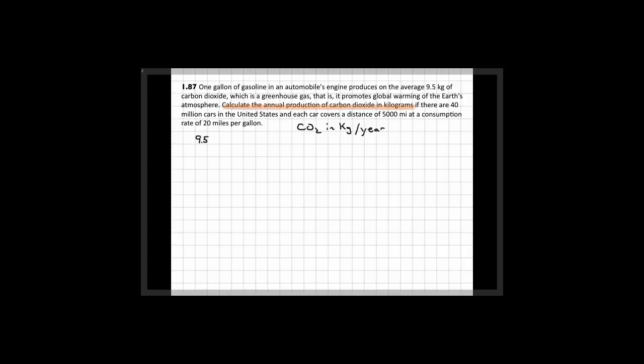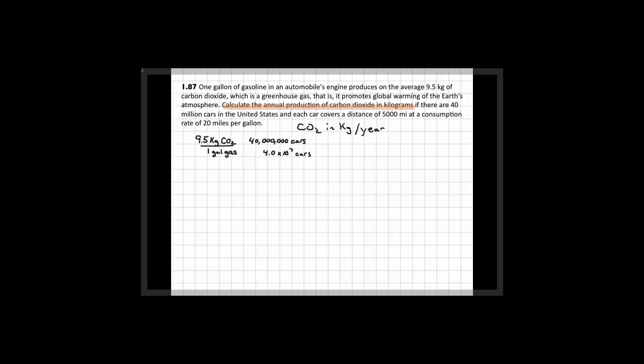Okay, so it looks like the first thing they tell us is 9.5 kilograms of CO2 is produced for every gallon of gas. Then they also mention that there are 40 million cars. Okay, so that's 4.0 times 10 to the 7th cars. I'll write it in scientific notation to make it a little easier on us in the calculation.